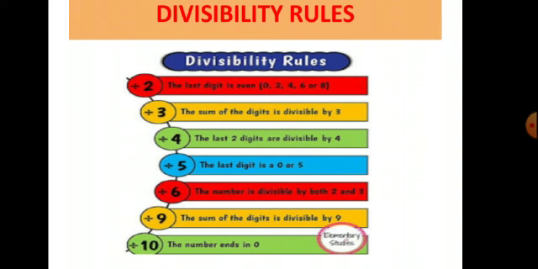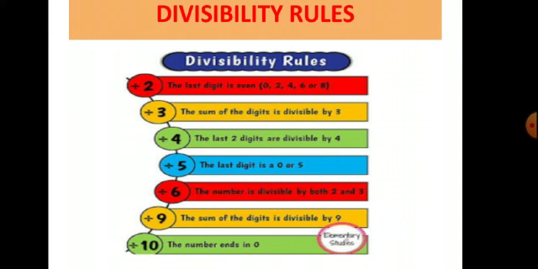The number is divisible by 3 if the sum of the digits is divisible by 3. The number is divisible by 4 if the last two digits are divisible by 4. Last two digits means ones and tens place. If it is divisible by 4, that means the entire number will be divisible by 4. The number is divisible by 5 if the last digit is 0 or 5. That means if there is 0 or 5 in one's place, then the number will be divisible by 5.